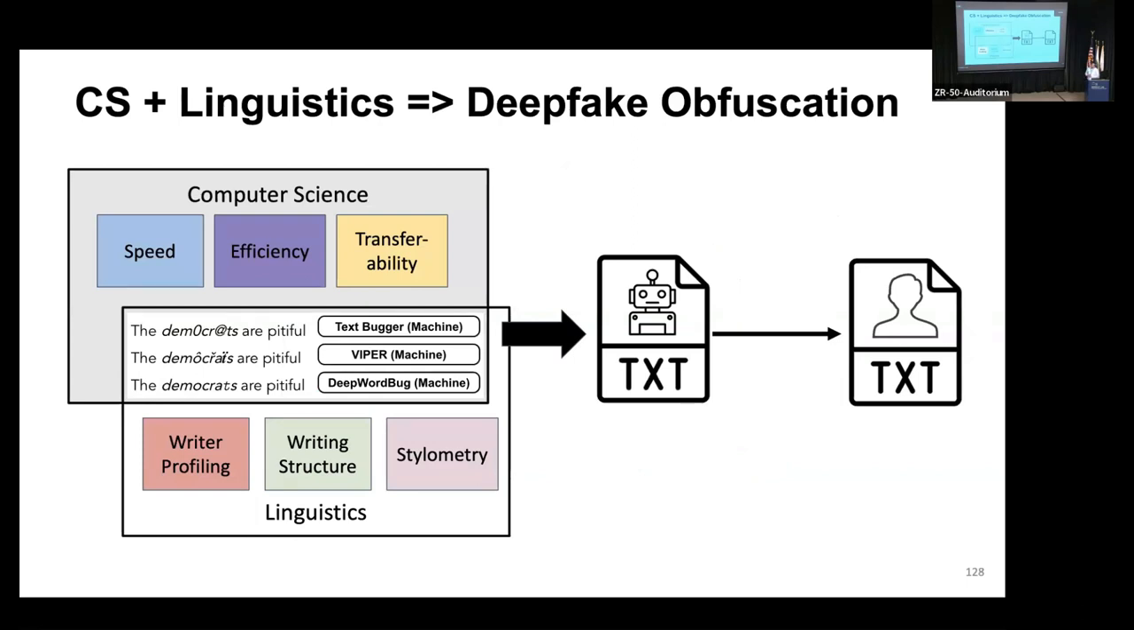In conclusion, the task of deepfake obfuscation comprises two main components, computer science and linguistics. In terms of computer science, of course, we care about performance and accuracy, but also about speed, how efficient these techniques are. We also care about transferability, whether our techniques can transfer to other detection models or to other real-life scenarios. In terms of linguistics, we care more about writer profiling, the writing structures, the linguistic structures, for example, the stylometry of the text. This combination of CS and linguistics is very important and crucial to improve the deepfake obfuscation task.